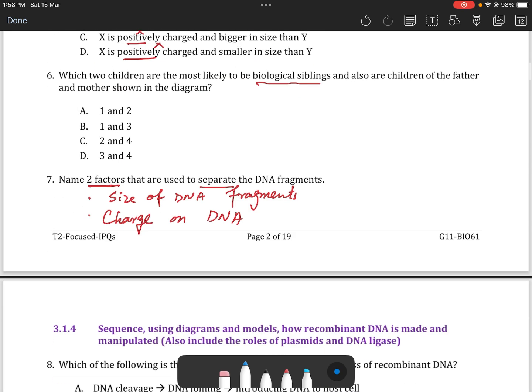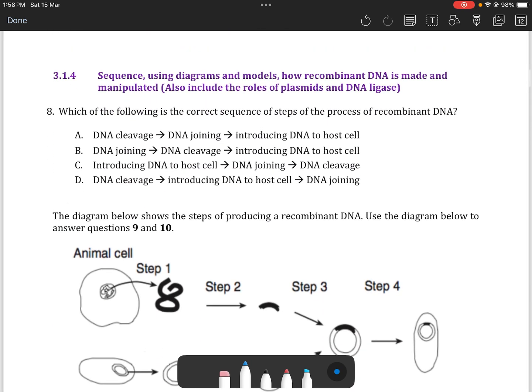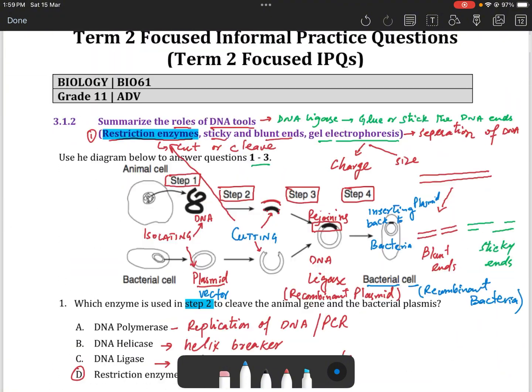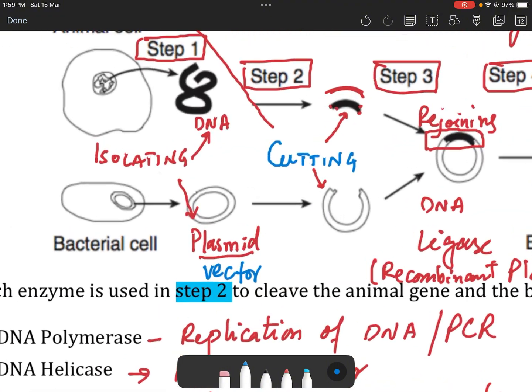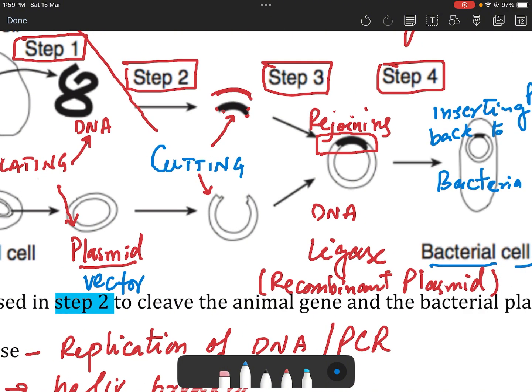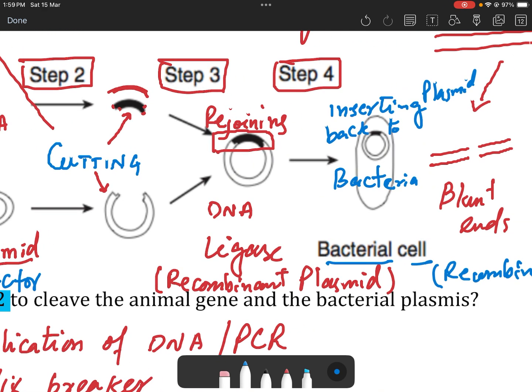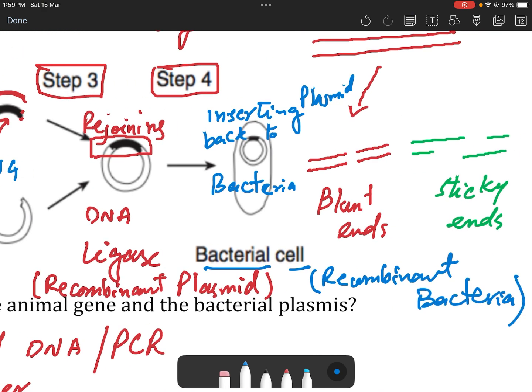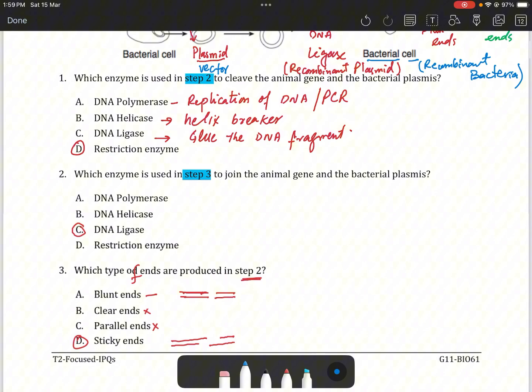Moving to the next page: sequence diagrams and models of how recombinant DNA is made and manipulated. We discussed already how recombinant DNA is made. Recombinant DNA is made in 4 steps. If you remember from the picture on the first diagram, step number 1 is isolating the DNA. Step number 2 is cutting the DNA. Step number 3 is rejoining, and step number 4 is inserting back into the plasmid.